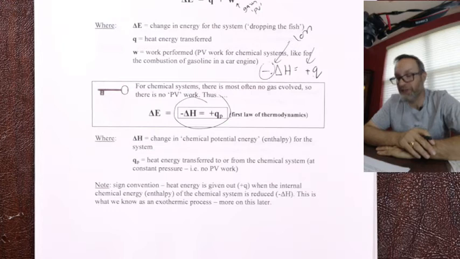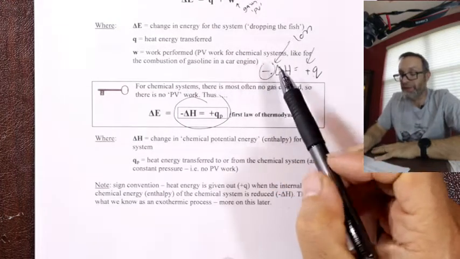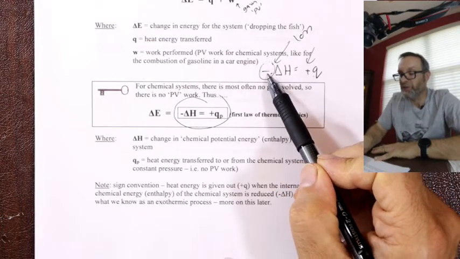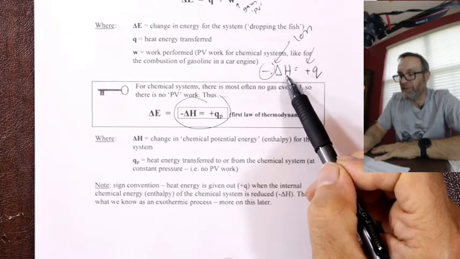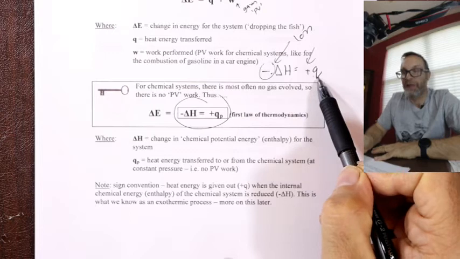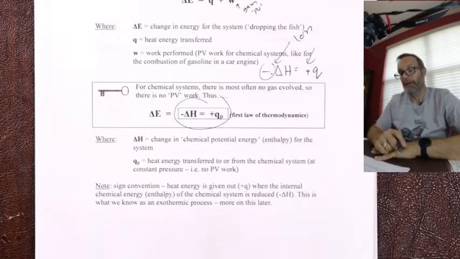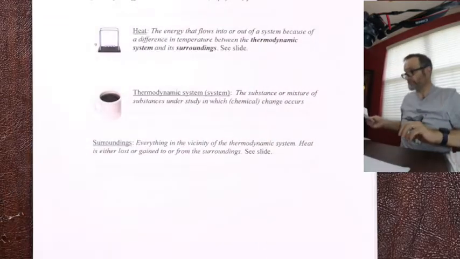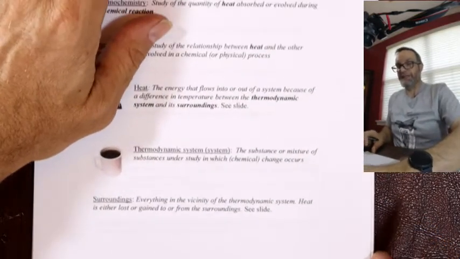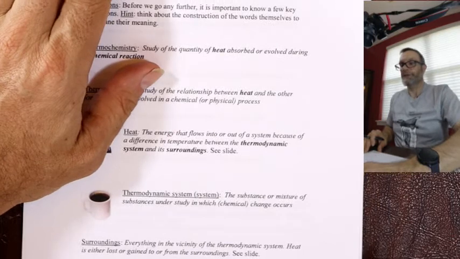As long as you understand the sign conventions, the loss in words, the loss of stored chemical potential energy as a change from reactants to products equals the heat that comes out. That's it. Okay. Now, let's get a few definitions down before we continue. All right.